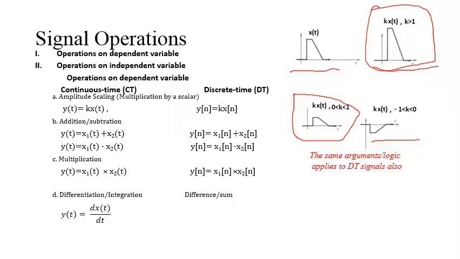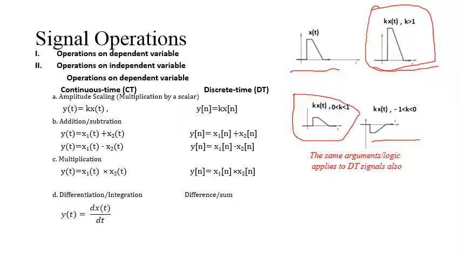The second operation can be addition. This can be written as x1 of t plus x2 of t, or in the case of a discrete time signal, point by point addition, right? For example, x1 of t has different values, x2 of t has some different values. Addition means you add those values point by point. Or if there is subtraction involved, you just do point by point subtraction, right?